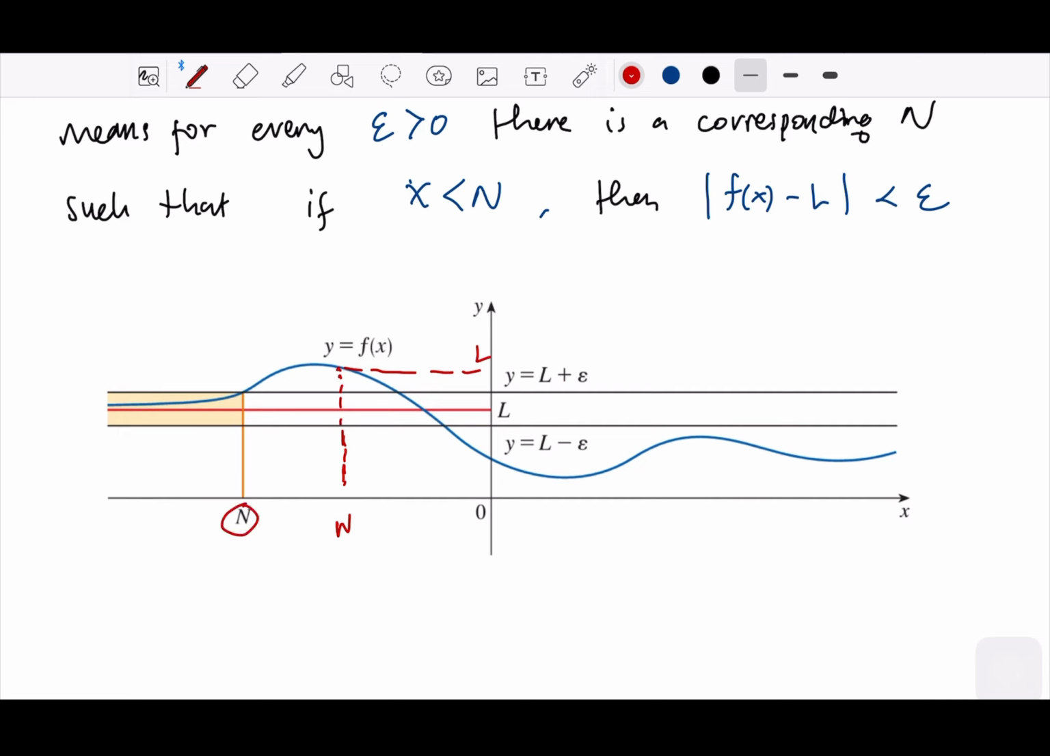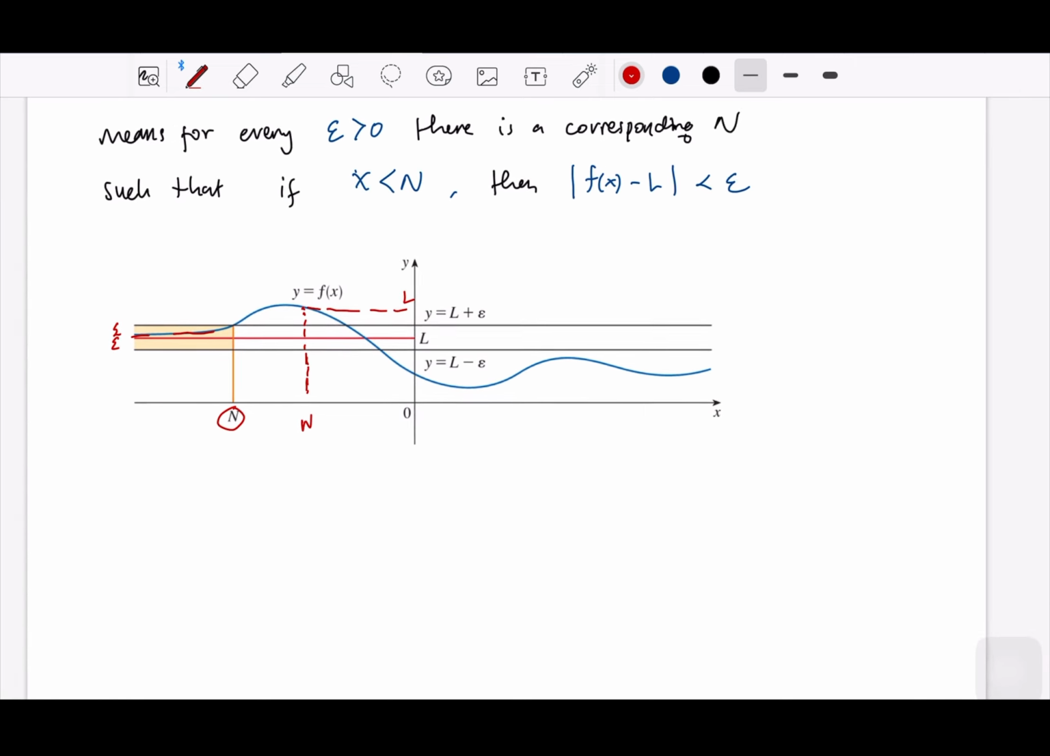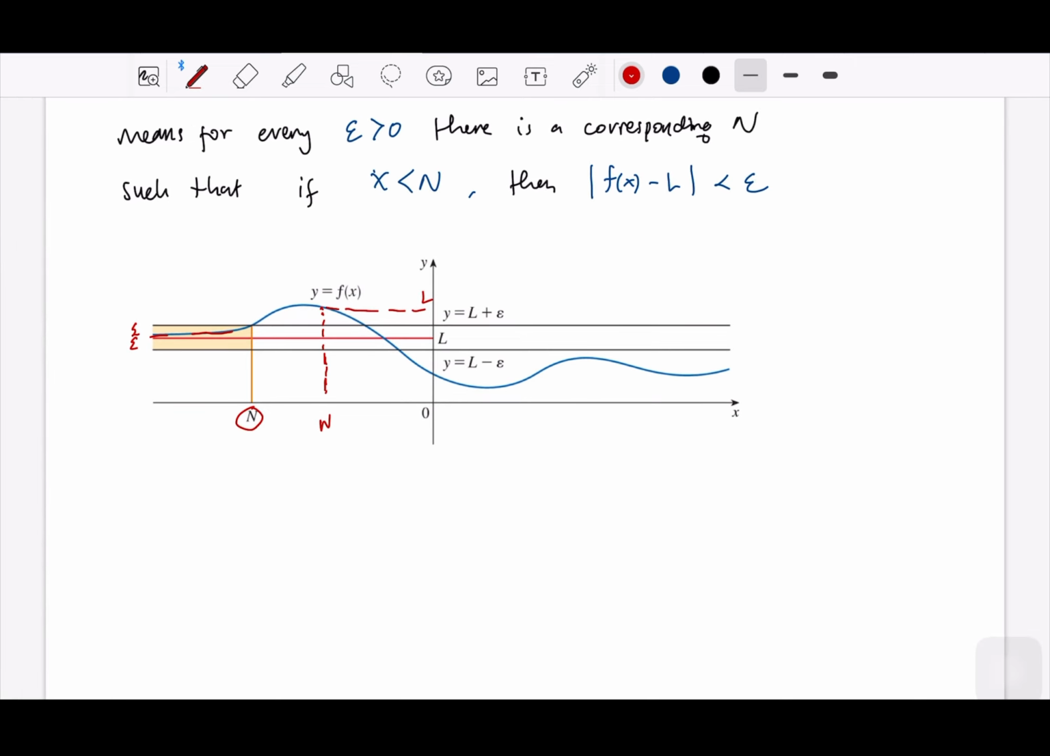Okay, and when we move, we see that it's going to approach this L, and we have the distance between L and the function, or the curve f. So we are going to have this plus epsilon and minus epsilon for this range.